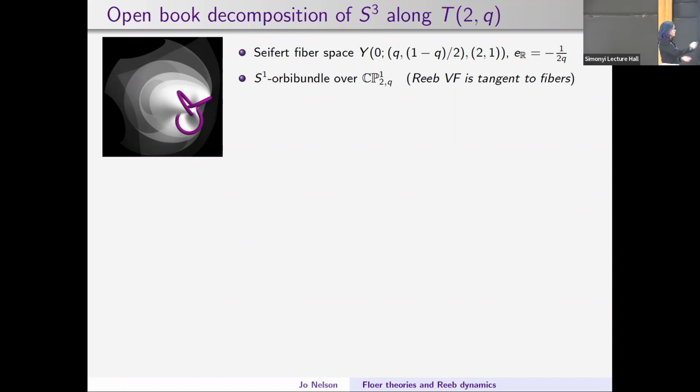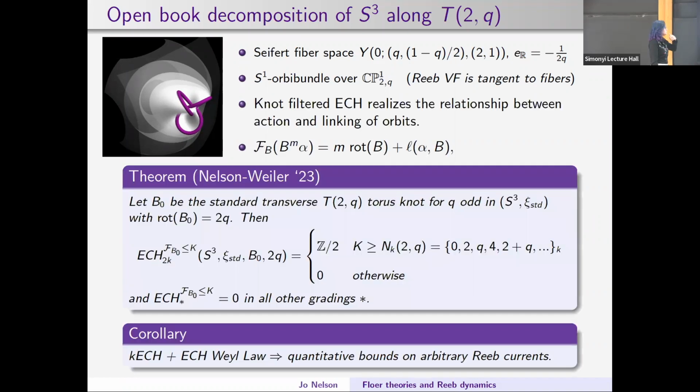And by doing this same game, perturbing by an appropriate Morse orbifold function, you get the generators of action filtered embedded contact homology, which correspond to an elliptic and a hyperbolic orbit that are transverse to the pages, and the binding, which is another elliptic orbit. And then there's a knot filtration on ECH, which essentially realizes the action and linking of orbits. And this filtration is given with respect to the binding of the open book.